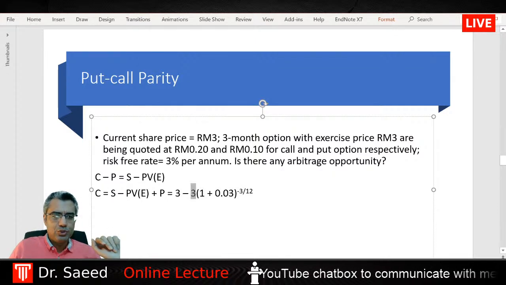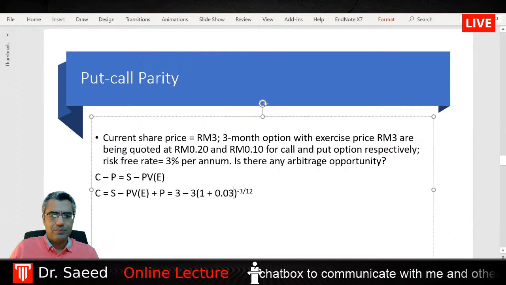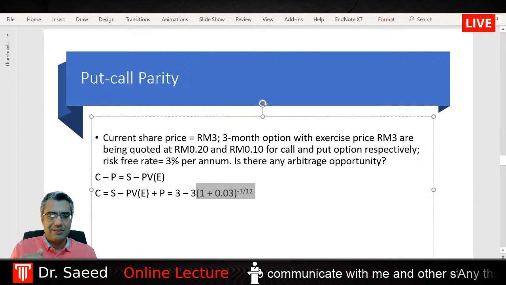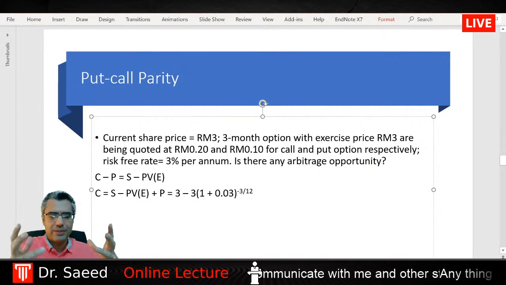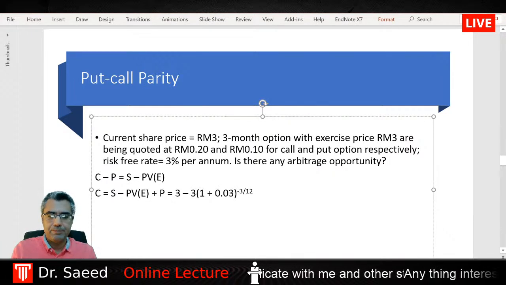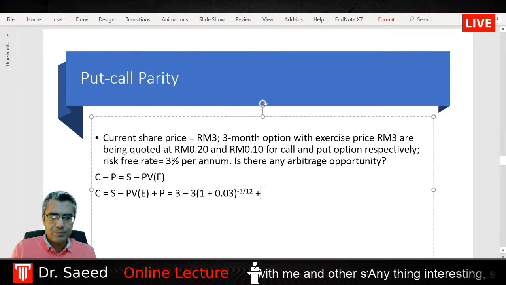So future value divided by... the minus here means this is in the negative power, which means that this is the denominator, right? Because in the formula, present value equals future value divided by 1 plus r power n. Now if you compute this, and then plus put price. How much is put? It is in the question, 10 cent.